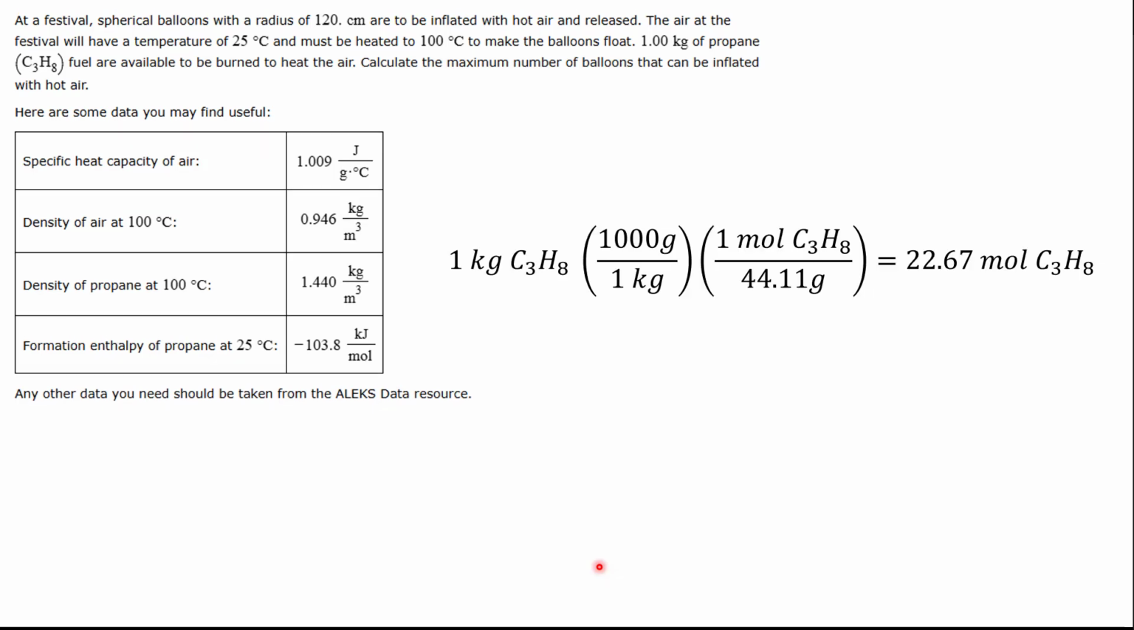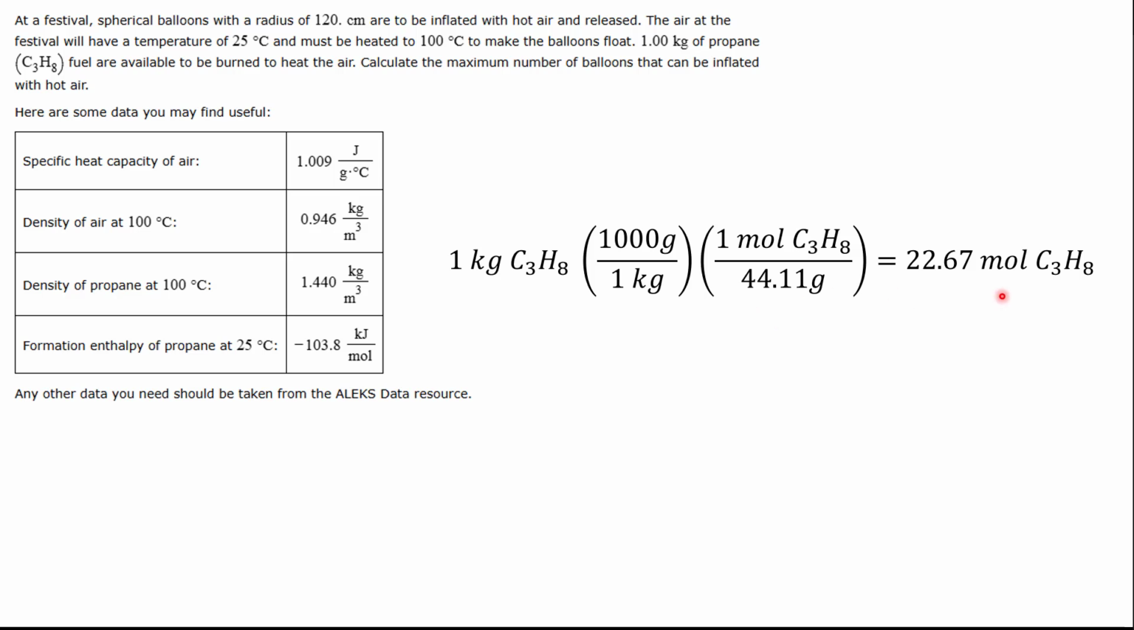All right, let's convert my kilograms into moles. So first we'll convert kilograms into grams, then using our mass from the periodic table, so this is C3's mass, H8's mass, add it all up. We get our number of moles.